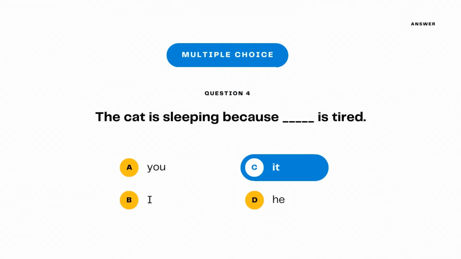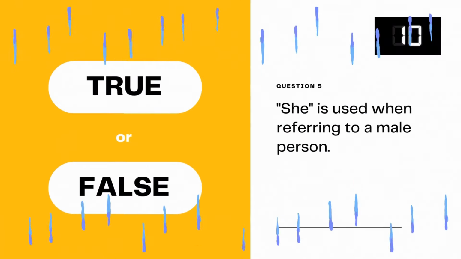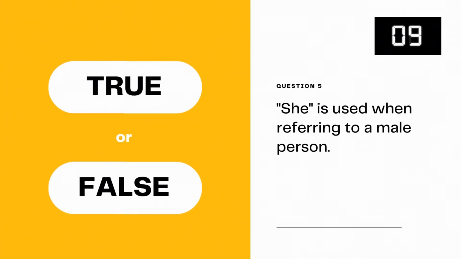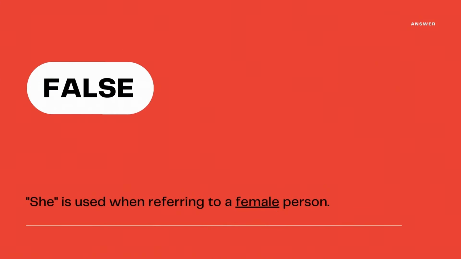The correct answer is it. The cat is sleeping because it is tired. False. She is used when referring to a female person.